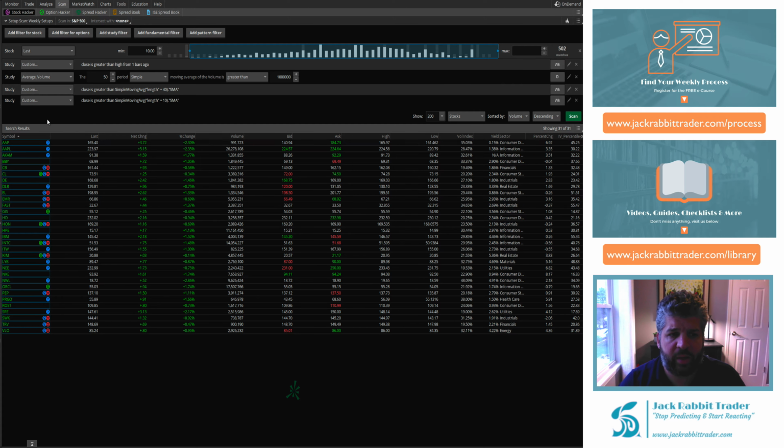But one of those custom criteria is a close that's greater than the high from 1 bar ago. So basically I want to make sure that I'm using the previous high of the candle, whether it's weekly or daily, in my case it's weekly, and I want to make sure that the stock I'm looking for is closing above that, and that's what triggers either a breakout or a pullback like we'll talk about next week.